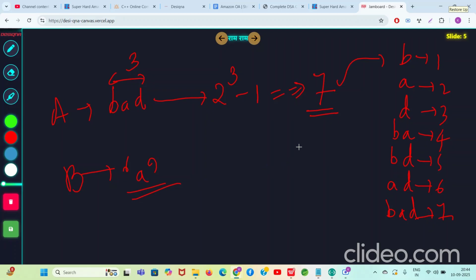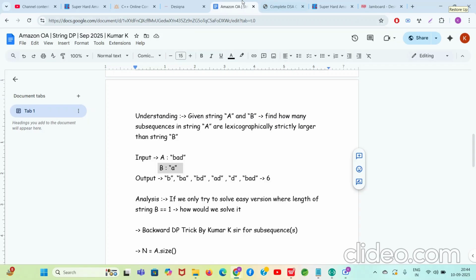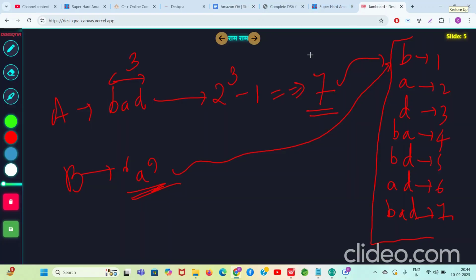So, guys, out of all these subsequences, can you tell me which subsequences A is smaller than? The question is opposite: out of all these subsequences, which are strictly bigger than A? You have to find how many subsequences are strictly bigger than our current string B, which is A.